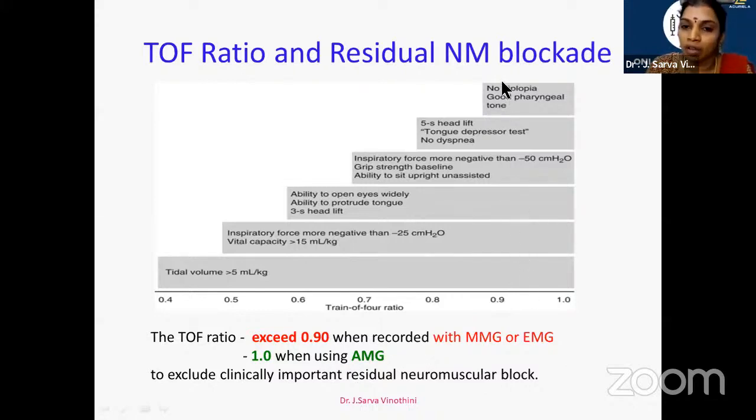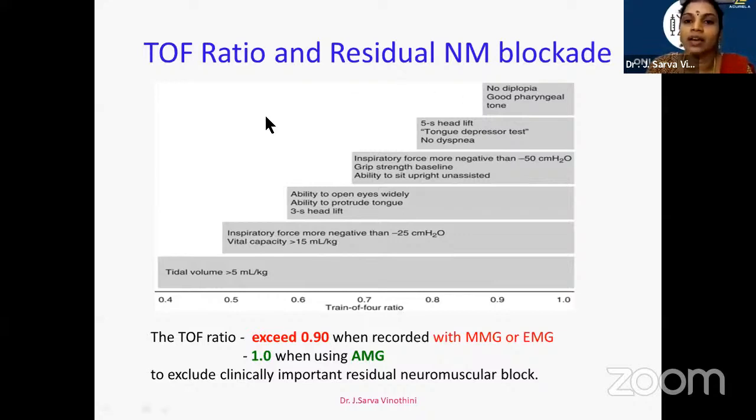So we can see here only when it's more than 0.9, we have good pharyngeal tone. Before that, whatever clinical things we do, whether the patient is able to generate good vital capacity, able to cough, able to protrude his tongue, able to generate more negative inspiratory force, 5 seconds sustained head lift, all this can occur, but still there might be a pharyngeal incompetence which might lead to aspiration or falling back of your tongue and collapse of your pharyngeal muscles and eventual hypoventilation.